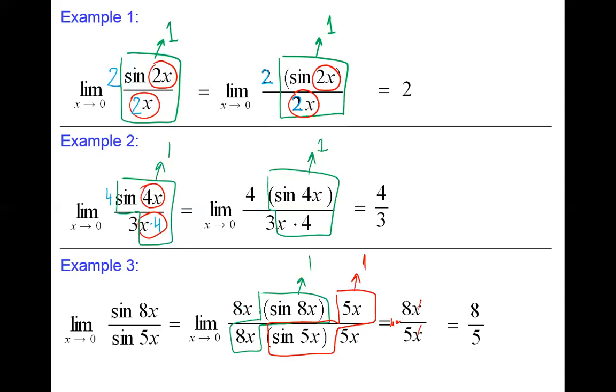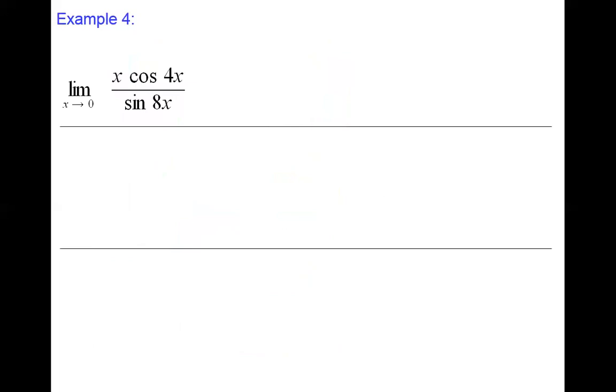Example number 4. Limit as x goes to 0 of x times cosine of 4x over sine of 8x. We have to be really careful because cosine of 4x doesn't really hold this identity. Actually, as x goes to 0, if I put 0, I have 4 times 0, which is 0. That means cosine at 0 is simply 1. So if we have a product, we can kind of ignore it, but I will still keep it.